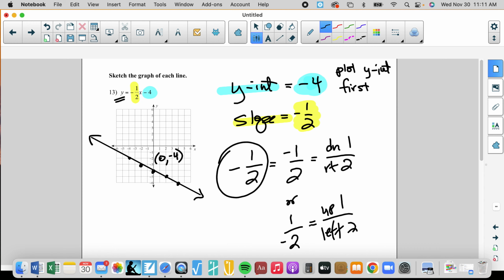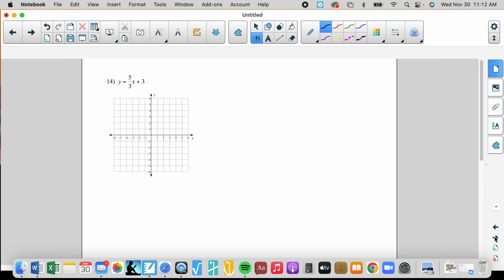That intercept is 0, -4, and then I'll use this one, which is 2, -5, which is this point right here. Okay, and then you're done. So let's move on to the next one. We're going to find the y-intercept. Y-intercept is 3. The slope is going to be 5/3.